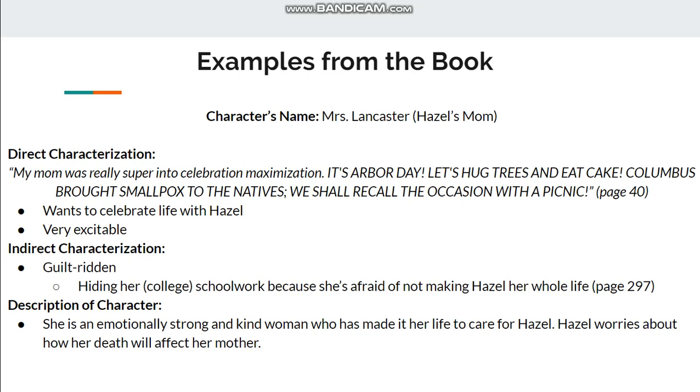On page 297, Hazel's mom admits to taking some classes online to get a master's degree in social work. She explains to Hazel that she didn't want her to think that she was imagining a world without Hazel. This conversation leads readers to draw the conclusion that her mother is guilt-ridden and is the kind of woman who makes it her life to care for Hazel.